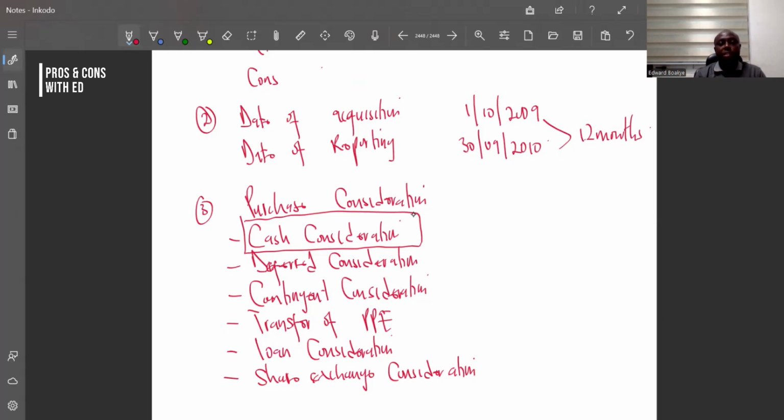When we talk about contingent consideration, it is basically not different from deferred. It's also something you are going to pay in future. But this time you pay contingent on the company achieving something which was agreed. Normally it's about the company making profit. So I will pay you this amount, but only if you start making profit. If you are not making profit, then I don't pay you that amount. There's a possibility that I'll pay you something less.